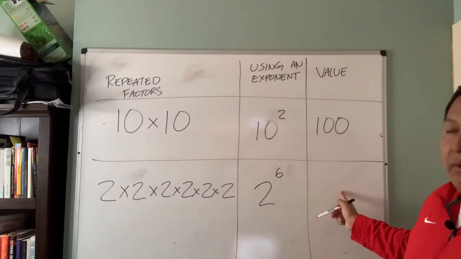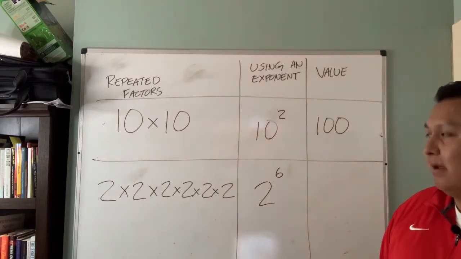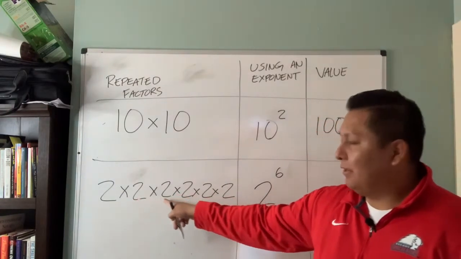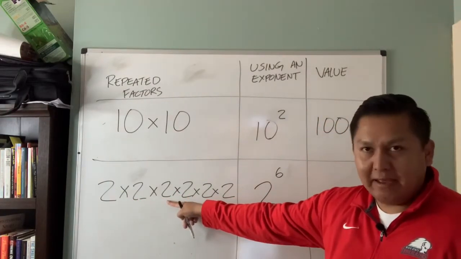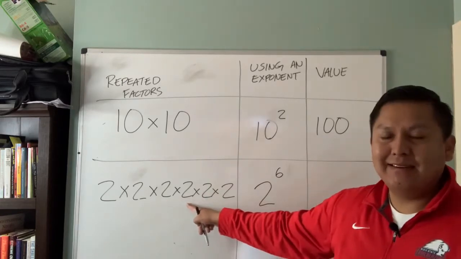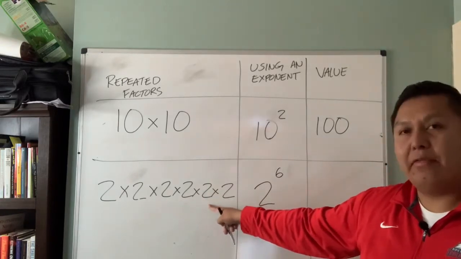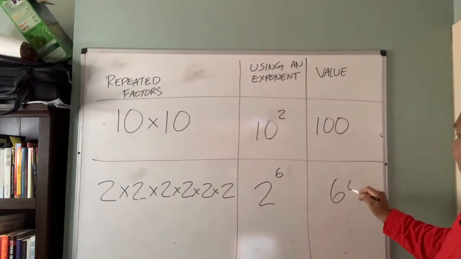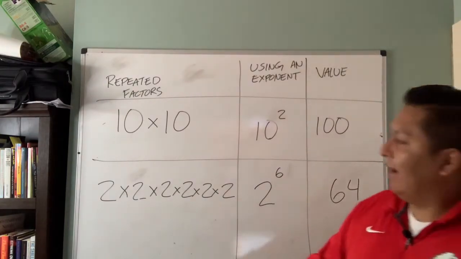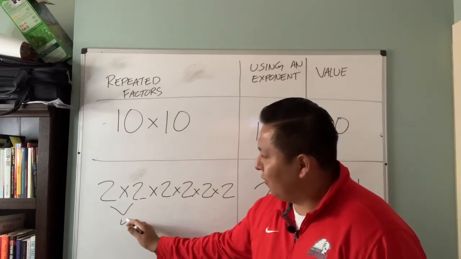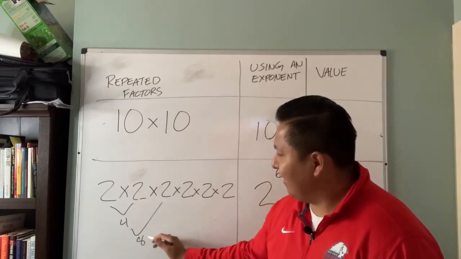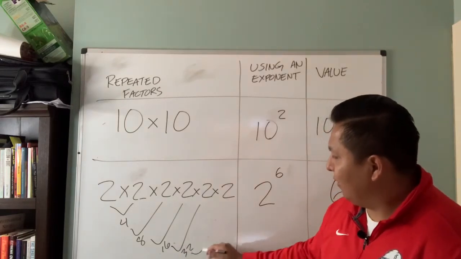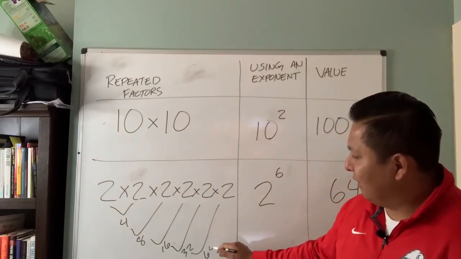Now we have to find out what our value is. You could do this in your head. 2 times 2 is 4. 4 times 2 is 8. If you double that again, 8 times 2 is 16. 16 times 2 is 32. And 32 times 2 is 64. So the value is 64.